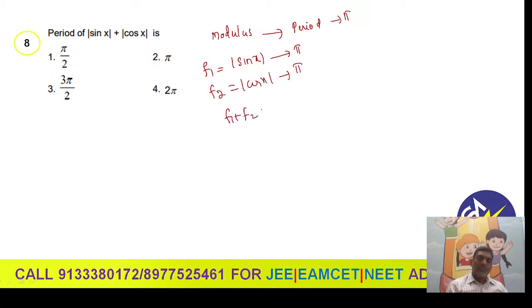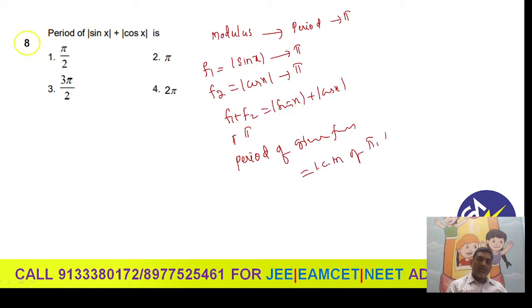Then f1 plus f2 is nothing but modulus of sin x plus modulus of cos x. So f1 period is pi and f2 period is pi. If they are in addition, we have to take the LCM of both the periods. The period of the given function is equal to LCM of pi comma pi. So what is the LCM of pi comma pi? It is simply pi. So the period of the given function is pi. Right. Next question, question number 9.